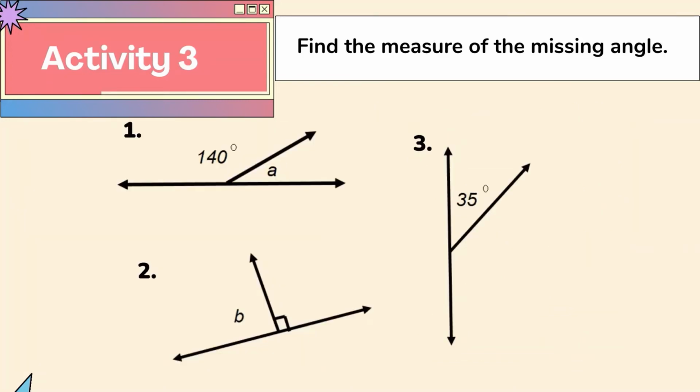Let's proceed with activity number 3 for another 60 seconds. Find the measure of the missing angle.